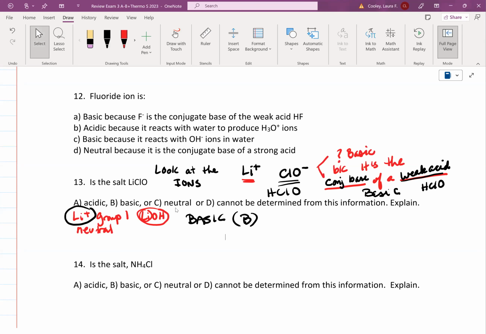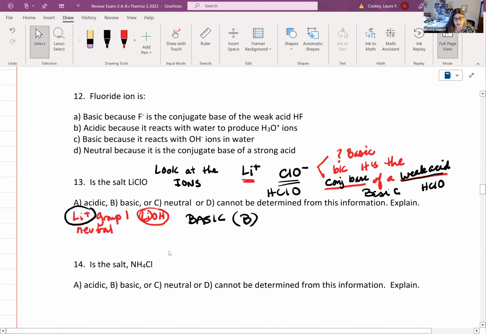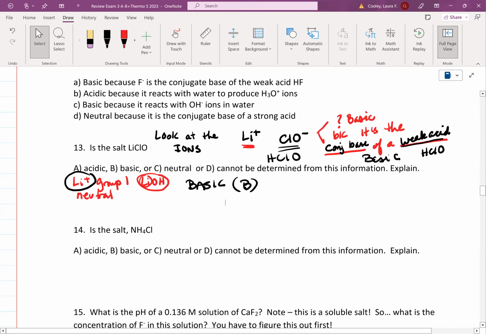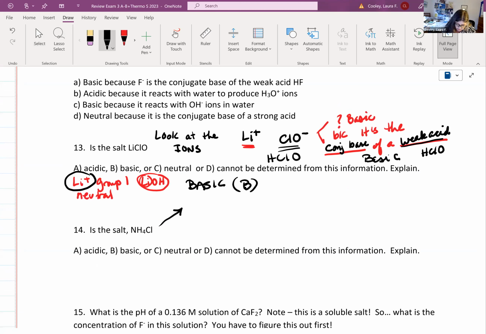Okay, so how do we do something similar for 14 here? So here you have to identify the ions as well. And what are the ions? What's the cation? NH4. Not just NH4, it's NH4 plus. Okay, so it's important to include that charge in there. And the anion is Cl minus.